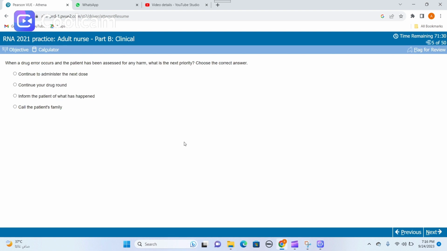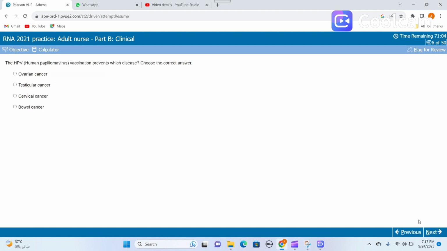Then the next: when a drug error has occurred and you have assessed for any harm, what should be your priority? Always remember, when there is an error and you have assessed for harm, inform the patient. The options: continue to administer the next dose, continue your drug round, inform the patient what had happened. Inform the patient what actually happened, so that the patient will be aware and you can take the next steps.